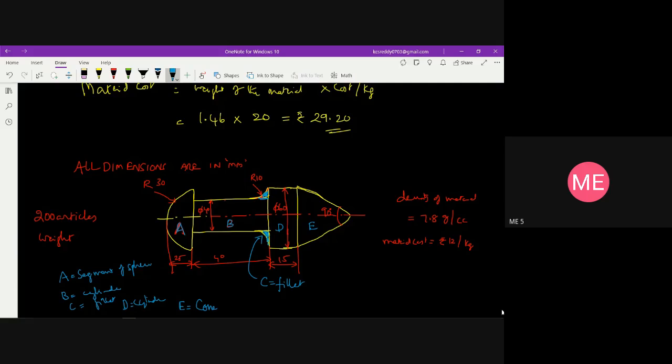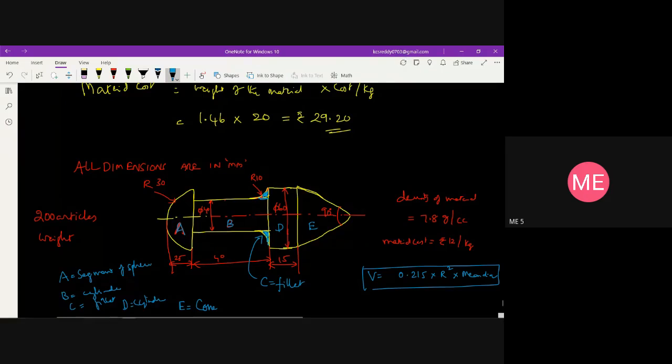In the last class, we discussed how the fillet volume can be calculated. Fillet volume is equal to 0.215 into r square into mean diameter. So by using this equation, we can find out the fillet volume.